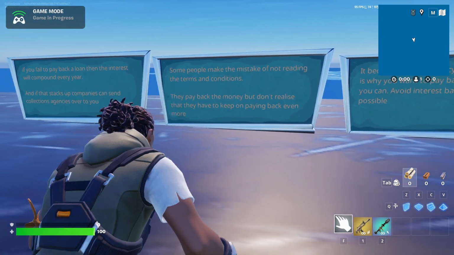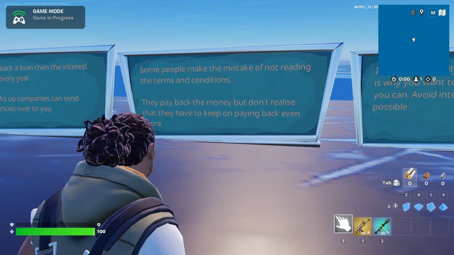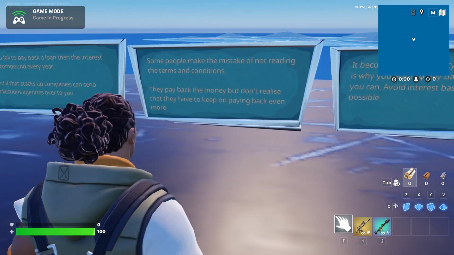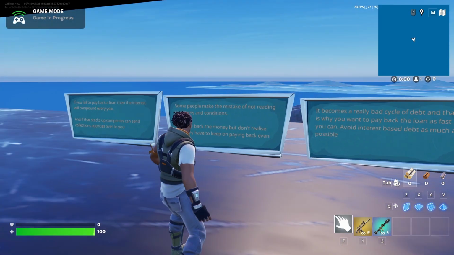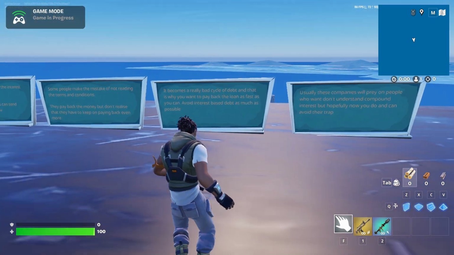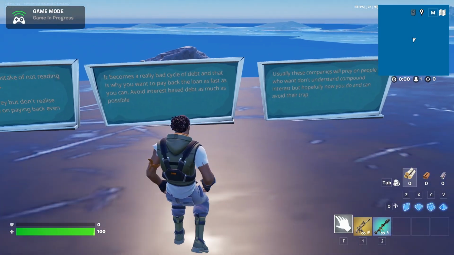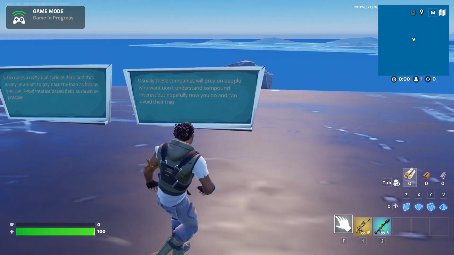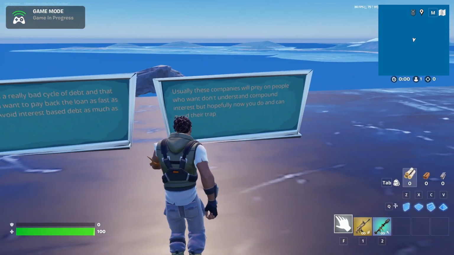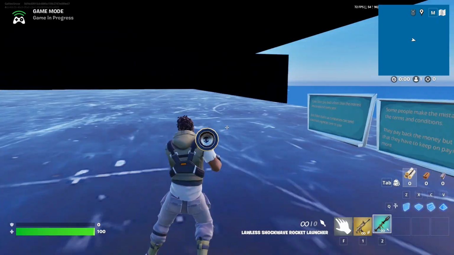Some people will pay back the money, and they think, okay, I've paid back all the money, but they don't realize there was interest on that money as well. So they have to keep on paying back even more than they originally borrowed. And it becomes a really bad cycle of debt. That's why you should always pay back a loan as fast as you can. It will avoid a lot of interest. And usually these companies will prey on you if you don't know this. But now you do, so hopefully you can defend yourself against that.